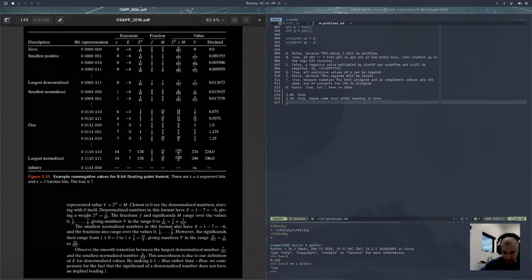Observe the smooth transition between the largest denormalized number and the smallest normalized number. The smoothness is due to our definition of E for denormalized values as 1 minus bias rather than 0 minus bias. We compensate for the fact that the significand of the denormalized numbers does not have an implied leading 1. Makes sense.